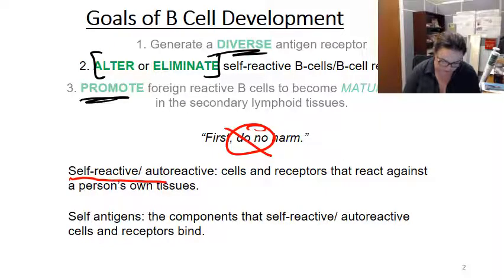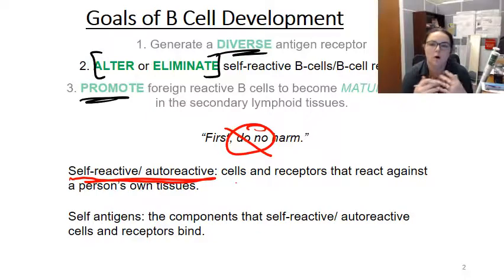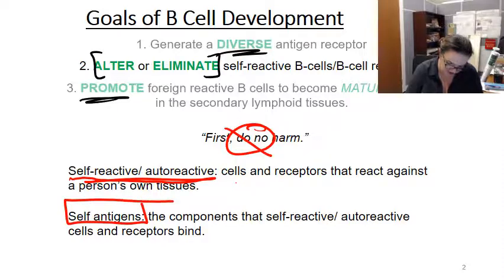We need to figure out what the self-reactive or autoreactive cells are. These are cells and receptors that react against a person's own tissue, be it pancreatic islet cells, or myelin cells in the brain, cells of the optic nerve, whatever it is throughout the body. We need to make sure that if this B cell comes across it and it's self and it's safe, that we're not going to attack it. And self-antigens are basically the antigens that these receptors might react to. So we need to shut down this process altogether.